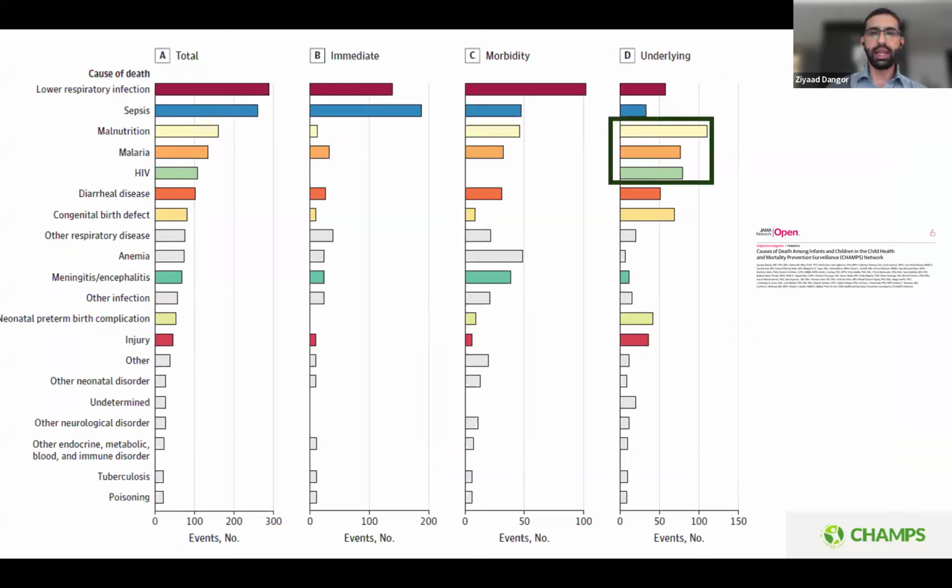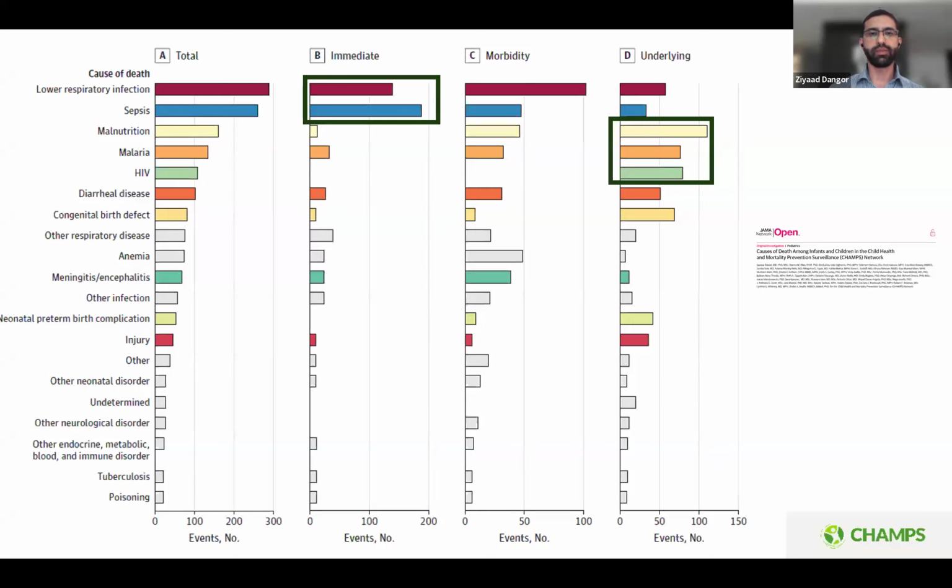If you look at the underlying causes of death, malnutrition, let's ignore malaria for South Africa, and HIV are two big underlying issues when it comes to what leads to the death. So these are really the precursors of the events to death, malnutrition and HIV for a large chunk of the patients. And then what finally kills them is lower respiratory tract infections or sepsis. So you have this group of children coming with an underlying comorbidity, and then they're succumbing to LRTIs or to sepsis.